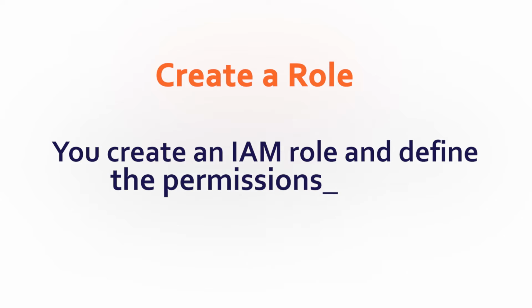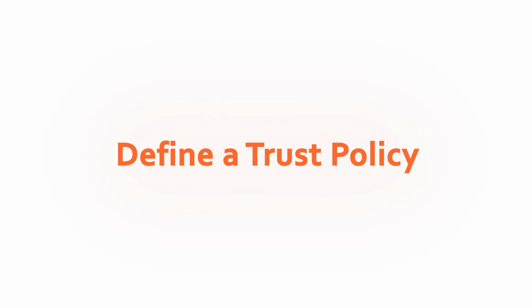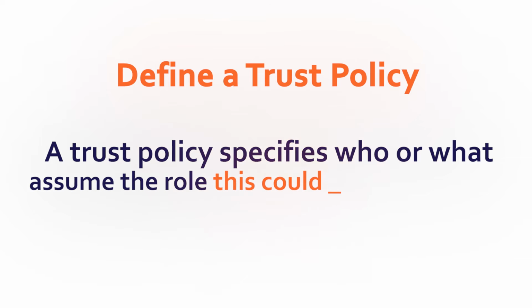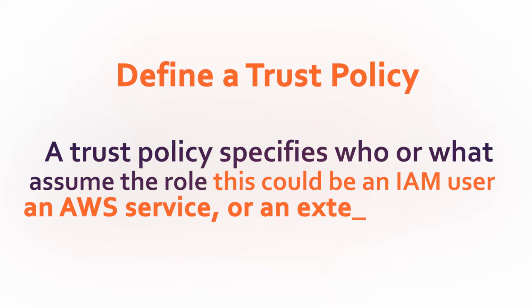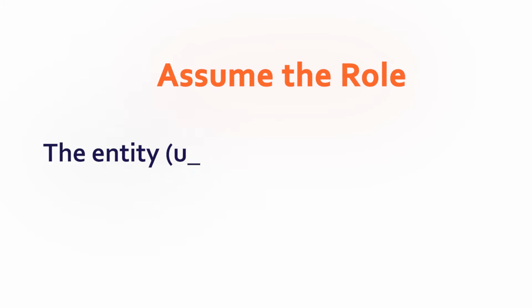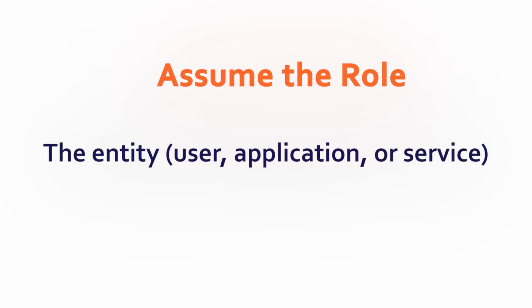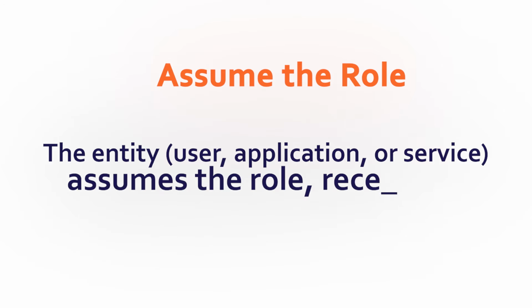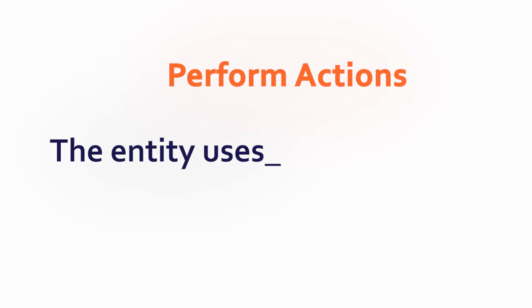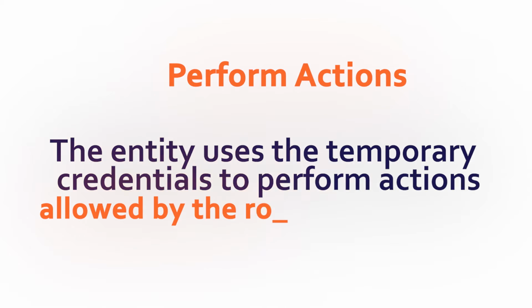Now let's take a closer look at how IAM roles work. Here's the process. Create a role: you create an IAM role and define the permissions it grants. Define a trust policy: a trust policy specifies who or what can assume the role. This could be an IAM user, an AWS service, or an external identity provider. Assume the role: the entity, that is user, application, or service, assumes the role, receiving temporary security credentials. Perform actions: the entity uses the temporary credentials to perform actions allowed by the role's permissions.